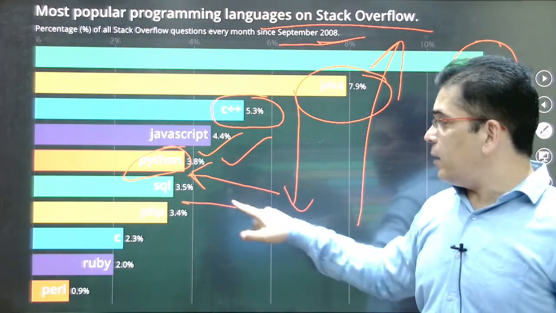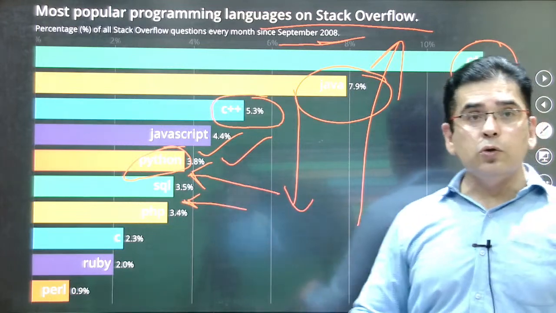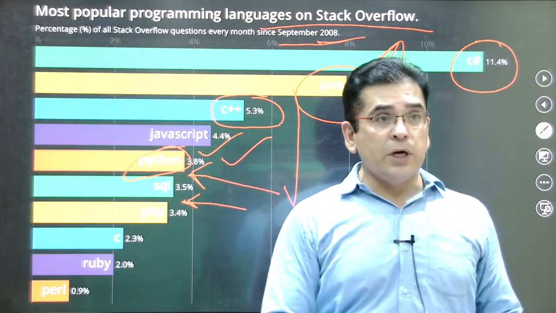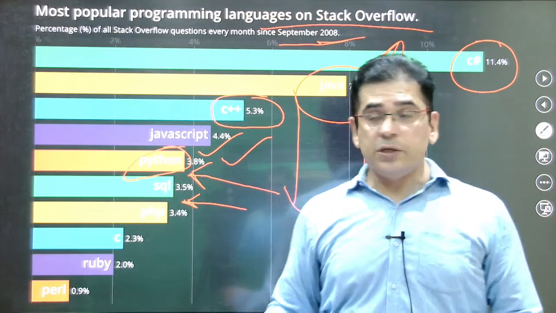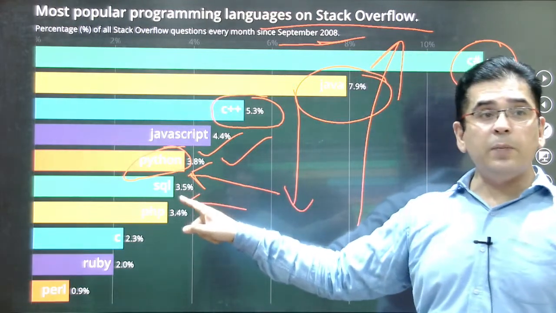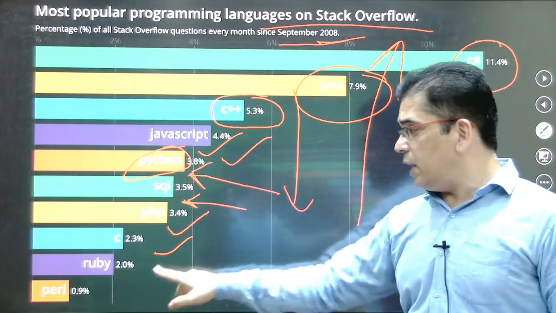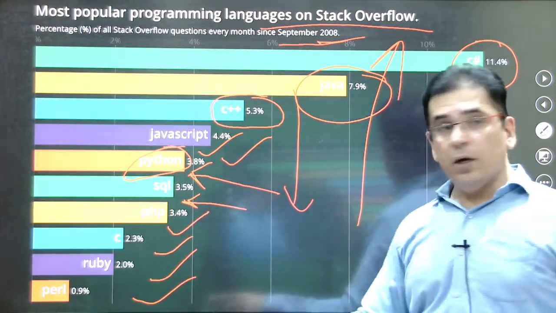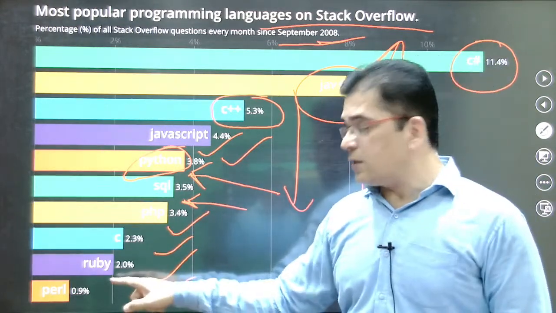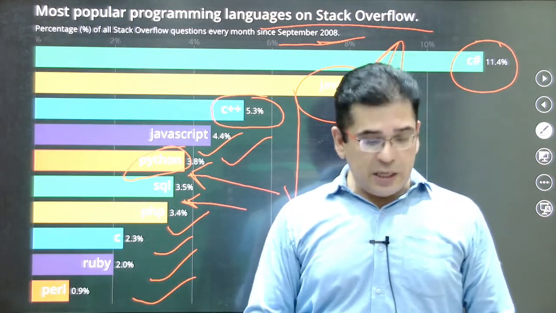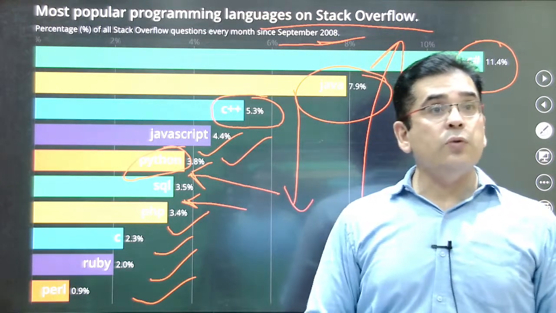SQL is a backend based language which is used to access data from the database. Structured query language. Around 3.5% of programmers were working in SQL, then PHP, C language, Ruby and Perl. The percentage of Perl was less than 1%. These are the statistics of 2008.